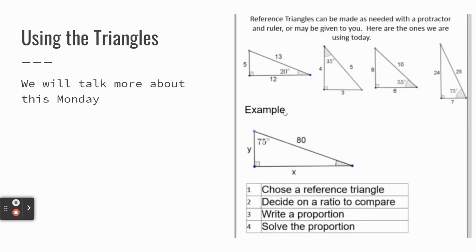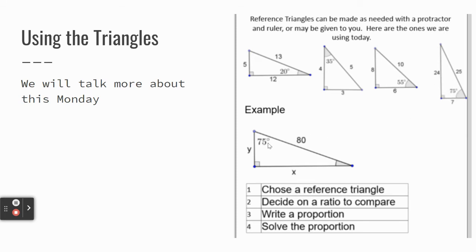Now, a couple of things here. First of all, we have to use these triangles. And so this is just going to be setting up a proportion just like we did in Chapter 7. So if we're looking at this thing here, we have some reference triangles at the top. Maybe we have some reference triangles in the book, and this is the one we're trying to solve. So if I wanted to, for example, solve for x, first step is to choose a reference triangle. Well, this one right here is my reference triangle.